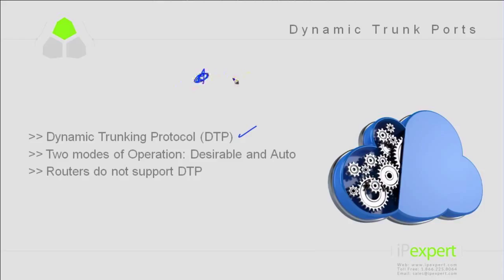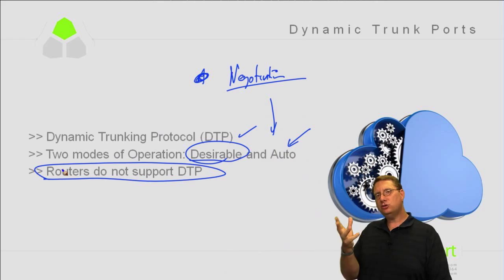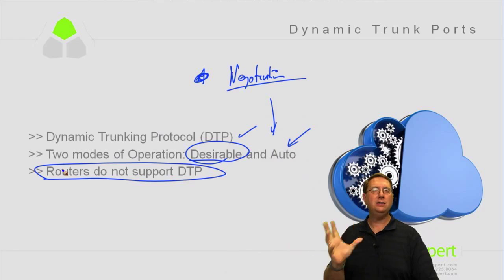Actually, I almost wrote auto negotiation. Negotiation comes in desirable, which is going to be the mode that's going to go out and try to initiate a link, and auto. Now, between DTP modes, this is it. But we also have to recognize the fact that, like I said, routers do not support DTP. So in other words, the dynamic trunking protocol cannot be used to bring up a connection to a router.